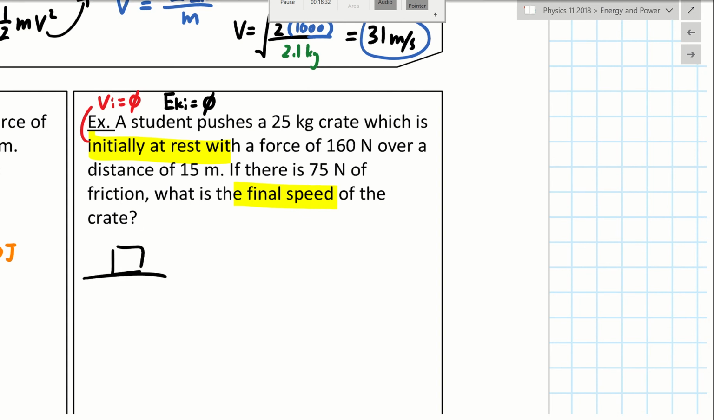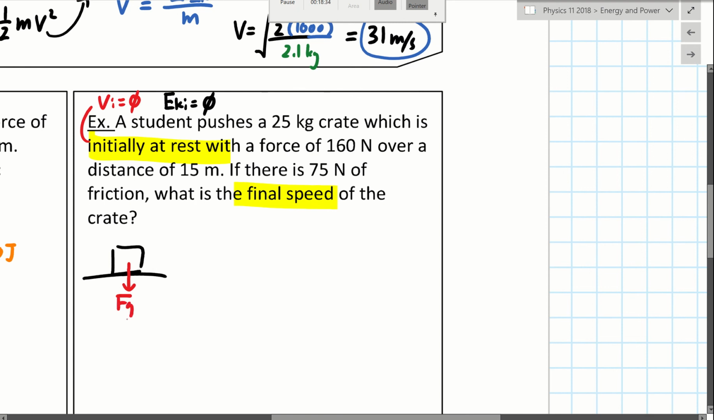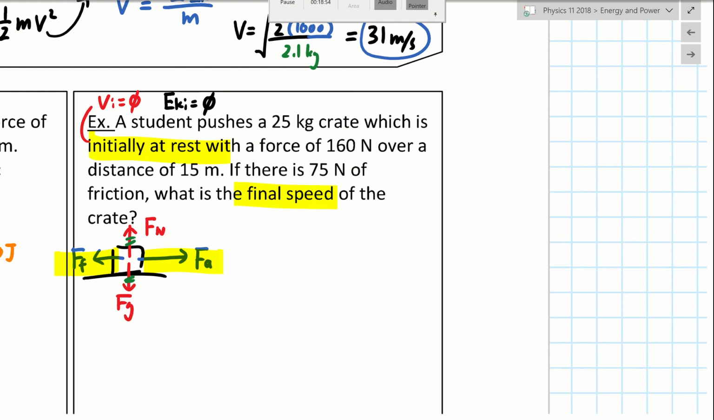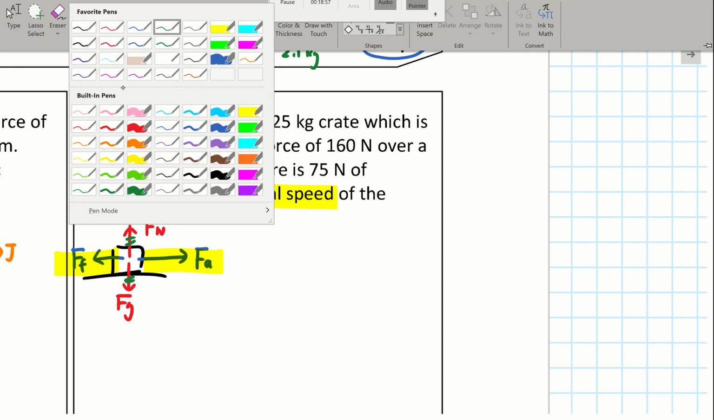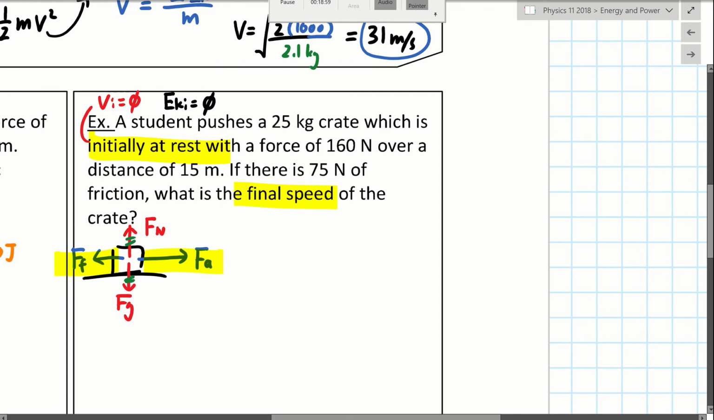Draw a free body diagram because we need the net force to find the change in kinetic energy. So normal force, gravity, applied force, and then friction. Now, the only two that are actually fighting are these two. The other ones cancel out. Applied force is 160 Newton, not normal force. Friction is 75 Newton.